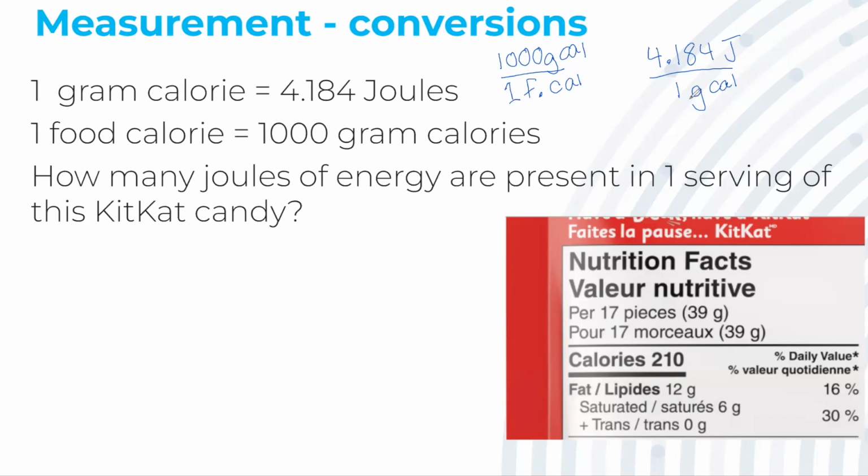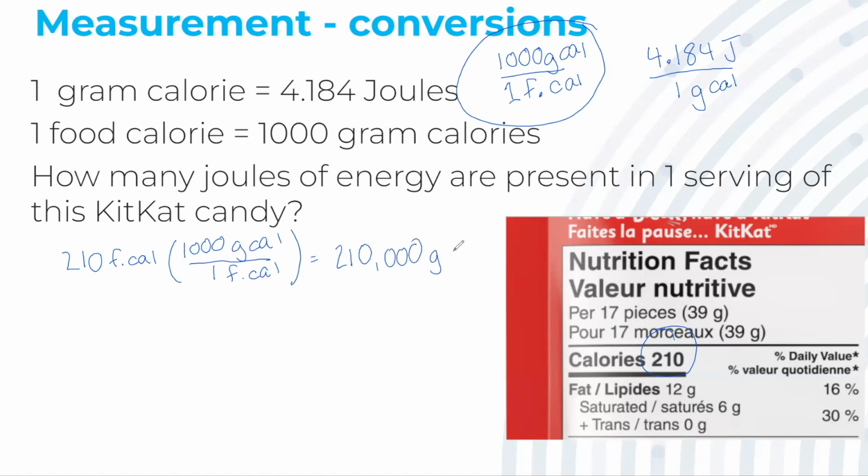Now I can do these two conversions one at a time, or I can do them both at once. Let's start out with one at a time, and then I'll show you how to do both at once. So we know here from the nutrition facts, it has 210 calories, and those are food calories. Then I'm going to use this conversion to change it to gram calories. So it'll just be 210,000. And when I divide by a conversion, this times this divided by this, then I cancel out that unit. So now my units are gram calories rather than food calories.